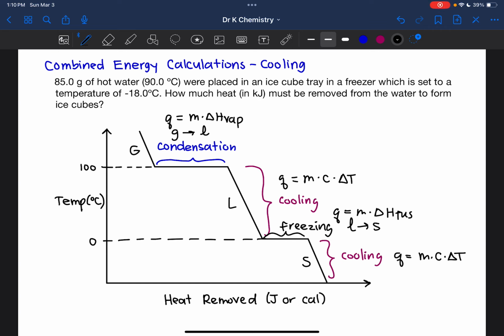So the next thing I'm going to do is just doodle myself little pictures identifying where I am on the cooling curve and which steps I need to undergo. So take a moment to pause this video, try it on your own, and then we'll take a look at it.